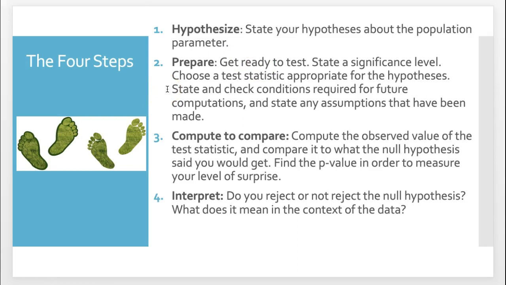We need to make sure that our data is not biased, and we need to make sure that our central limit theorem approximation is valid. Right? So those are the things that we really need to verify before we go on to steps 3 and 4. So step 3 here is we want to compute to compare. So we compute the observed value of the test statistic and compare it to what the null hypothesis said you would get. Okay, so we want to find the p-value in order to measure your level of surprise.